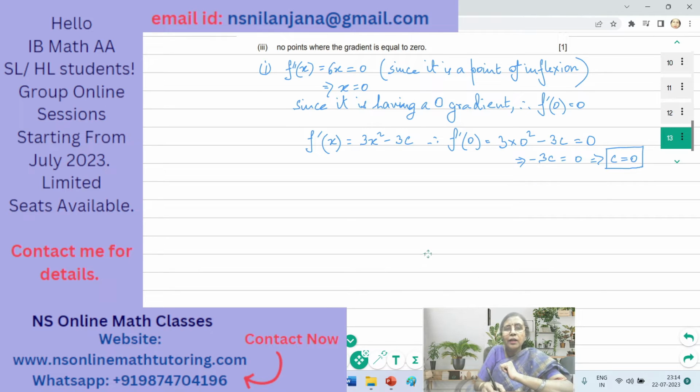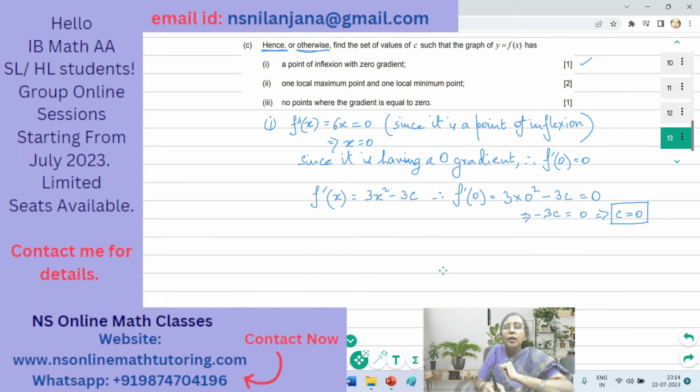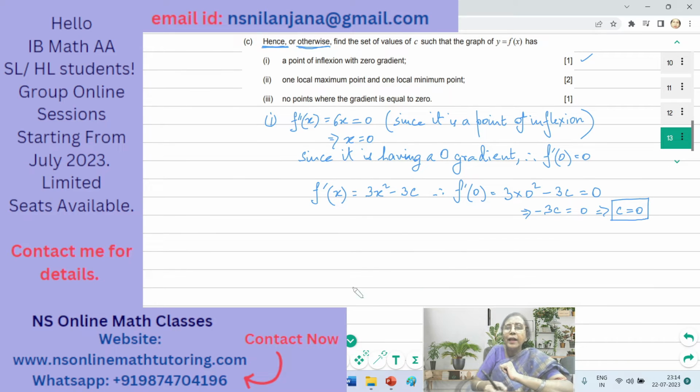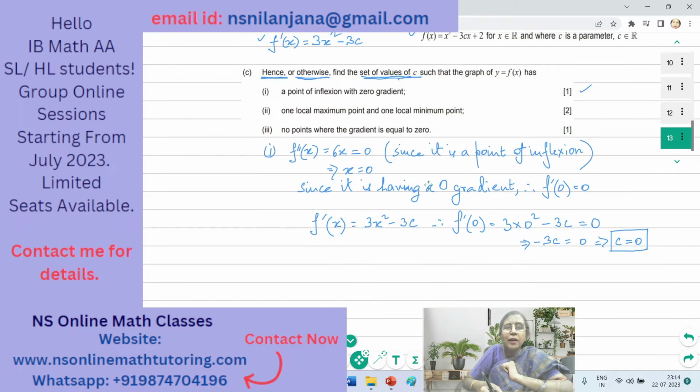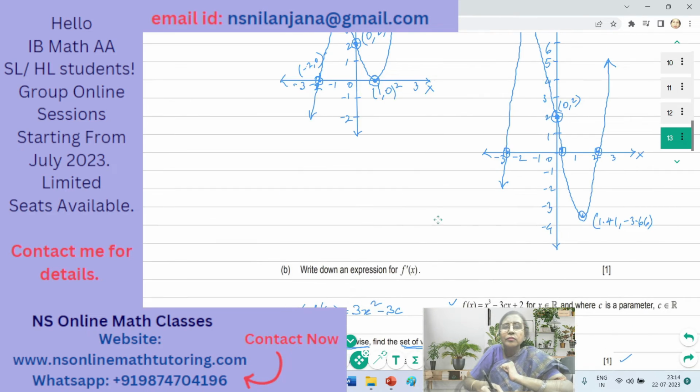The question was, find the set of values of C. For this, we don't have any set of values. We are having only a single value for C, where there is a point of inflection with 0 gradient. Let us see what was the graph for C equal to 0.